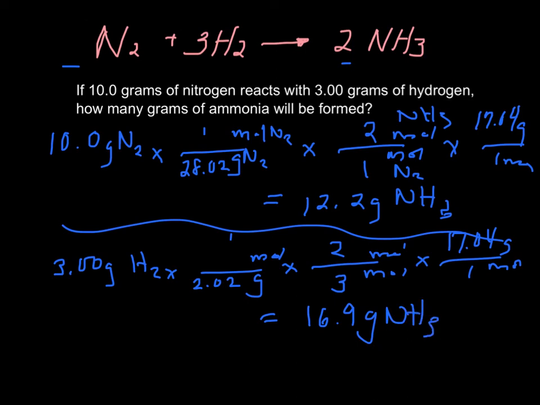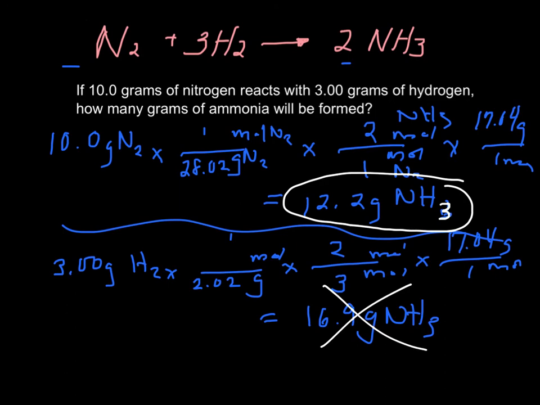Okay? So it's important that you don't just stop there. It's important that you recognize this is the amount that you make, the theoretical yield. This is not correct. And nitrogen is your limiting reactant, and hydrogen is your excess. So that's how you do limiting reactant problems.